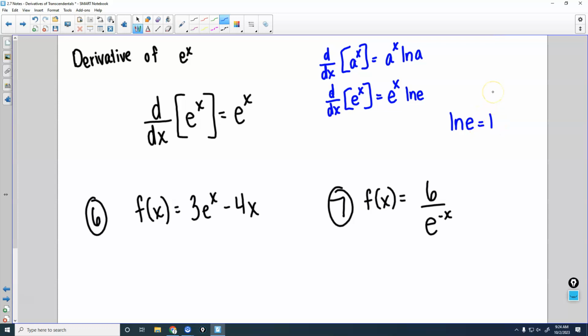Let's think about why natural log of e equals 1. If I've got natural log of e equals x, and I want to get rid of the natural log, I would do e to the power. And if I've got e equals e to the x power, what's the only number x could be that would make this true? 1, right?